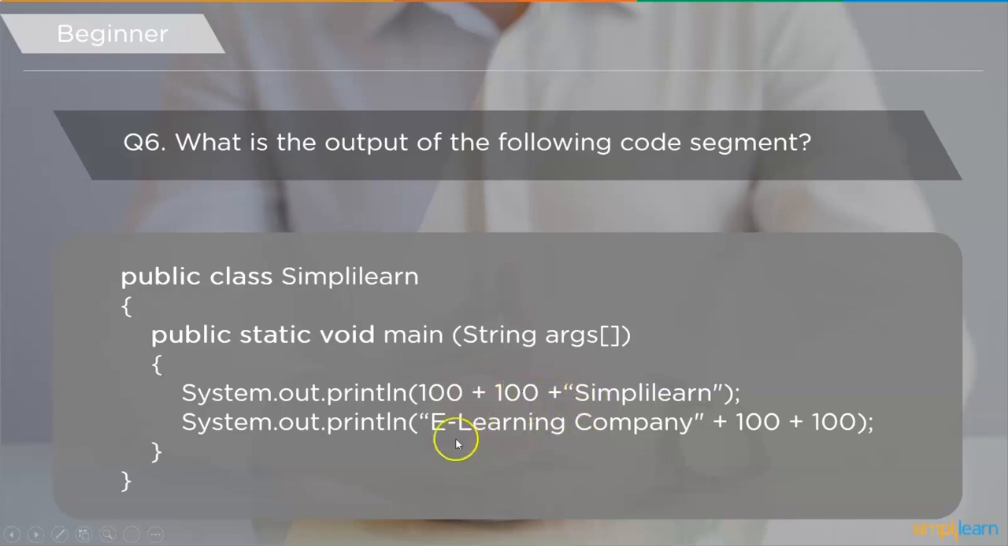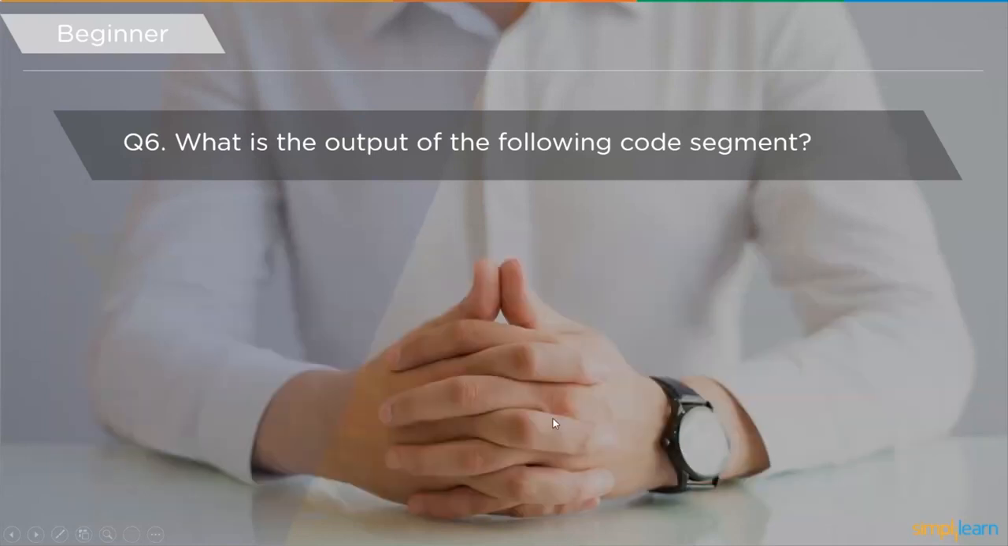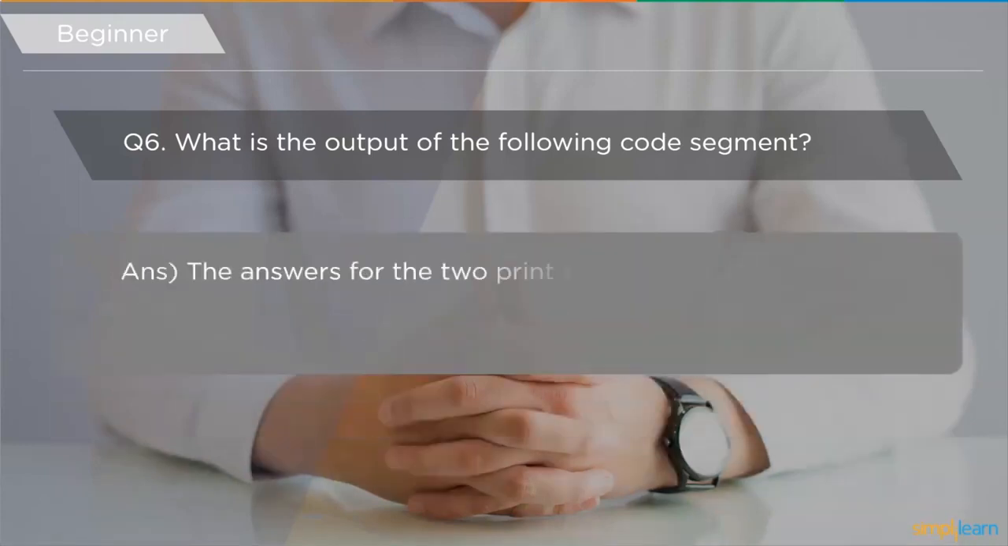Similarly, in the second printf statement, the JVM encountered a string value. So it considered the plus symbol as a concatenating operator. Similarly, it happened with the second plus symbol as well. So that's the reason we had e-learning company 100100 as the second output.